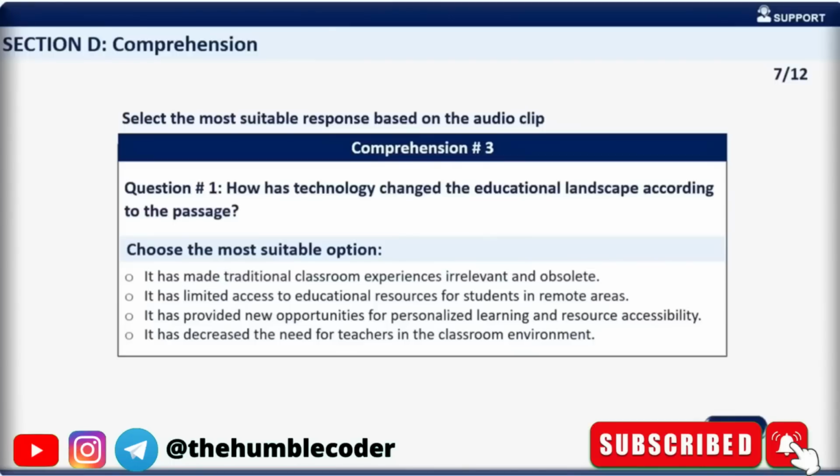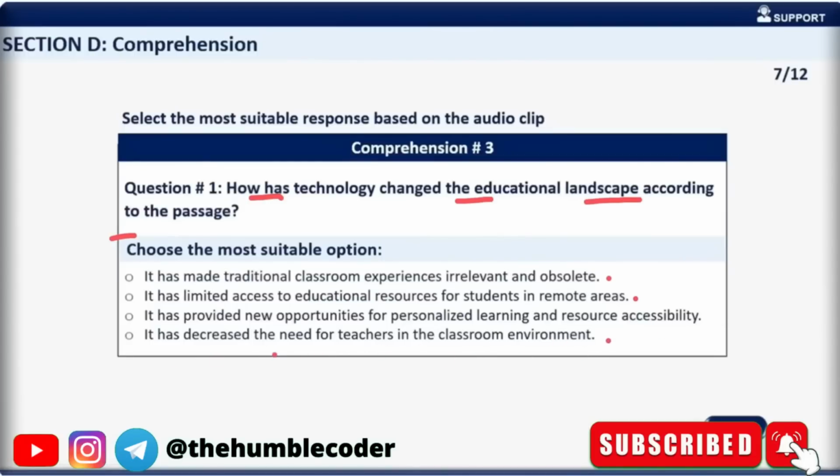Okay, so now let's attempt the questions that we have. The first question is, how has technology changed the educational landscape according to the passage? The options are: it has made traditional classroom experiences irrelevant and obsolete; it has limited access to education resources for students in remote areas; it has provided new opportunities for personalized learning and resource accessibility; it has decreased the need of teachers in classroom environment.